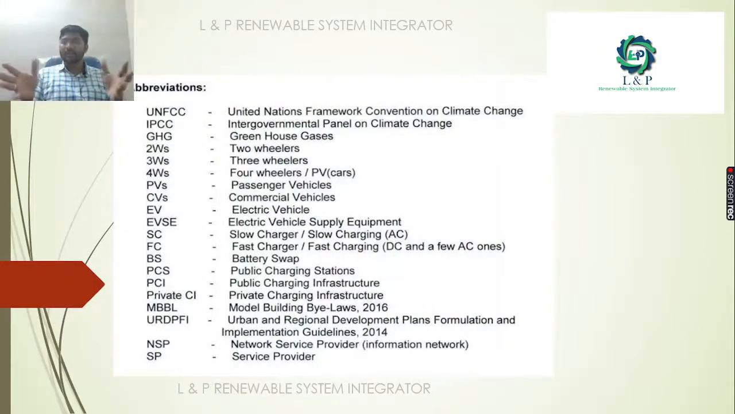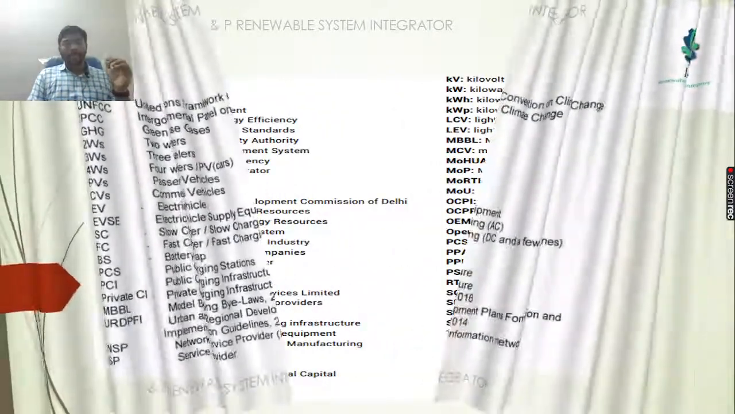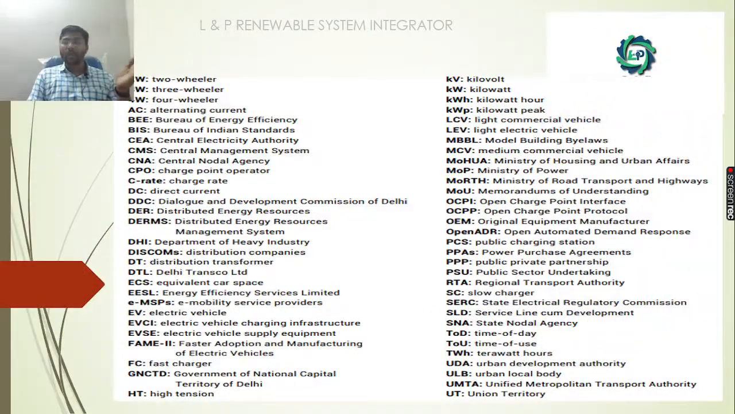Entering into the topic, you should know some of the abbreviations. What is the short form of two-wheelers, three-wheelers, four-wheelers? What is the short form for electric vehicles? How do we refer to fast chargers and slow chargers? What is PCI, that is public charging infrastructure, and who is SP, that is a service provider? You need to know what is OpenADR, that is open automated demand response, and what is DERMS, that is distributed energy resource management systems, and DER, that is distributed energy resources.